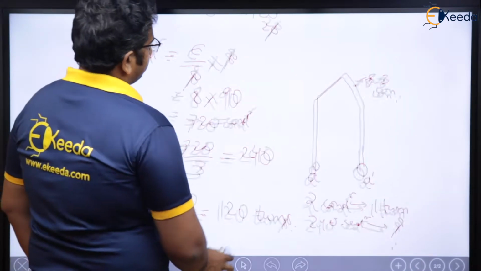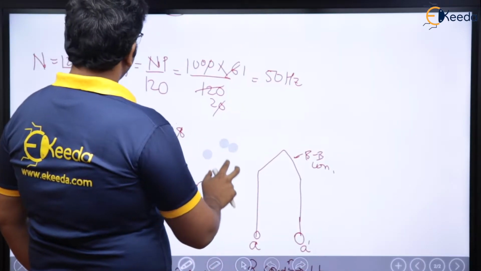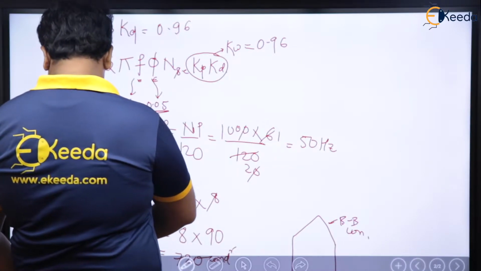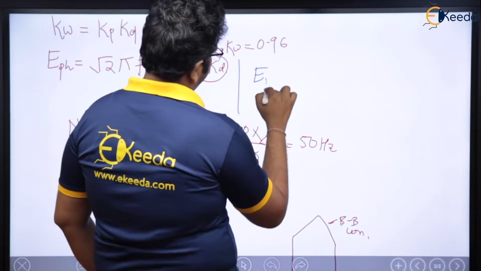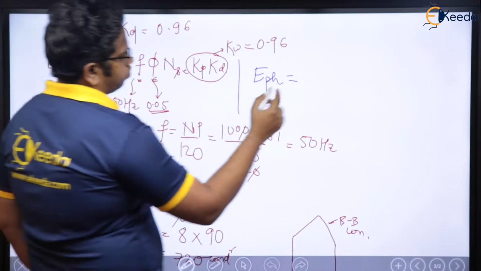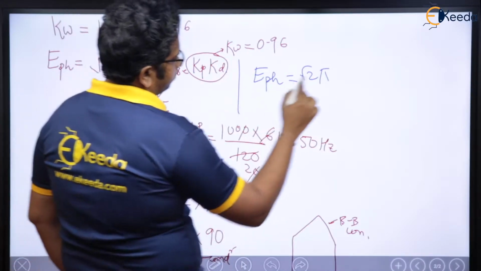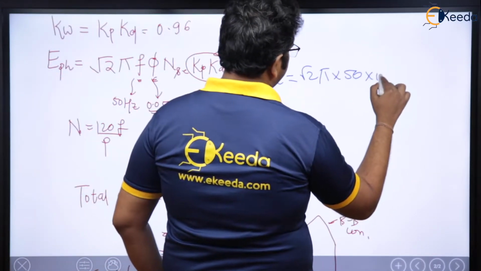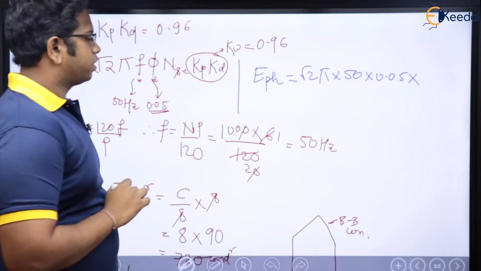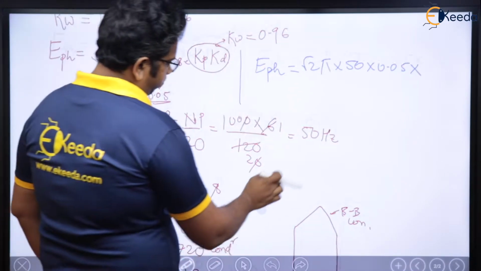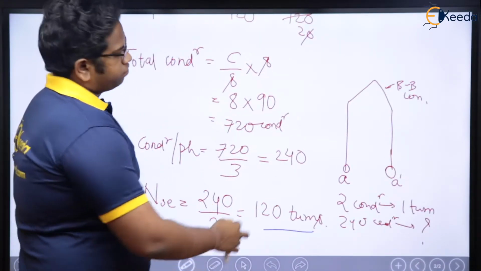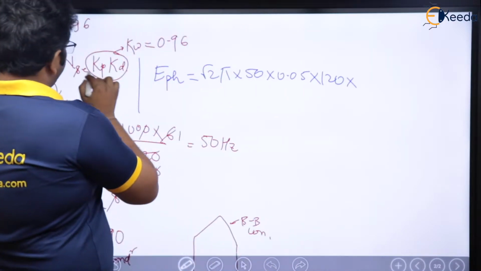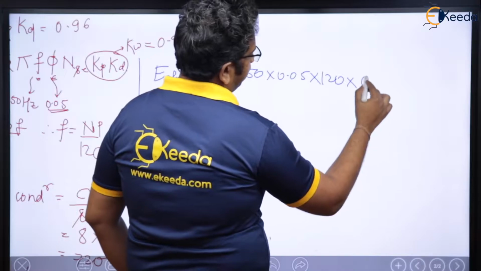Let us replace it. See here, this E phase is going to be root 2 pi f phi NSE KP KD. Root 2 pi is a universal constant, no problem. Multiplied by frequency. How much is the frequency? 50 hertz. We have just seen that. Then what is the flux? Flux per pole is given as 0.05 Weber. Multiplied by NSE, which is the number of series turns. We saw that NSE is going to be 120 turns. So this is multiplied by 120 turns, multiplied by KP KD. KP KD is given as 0.96.